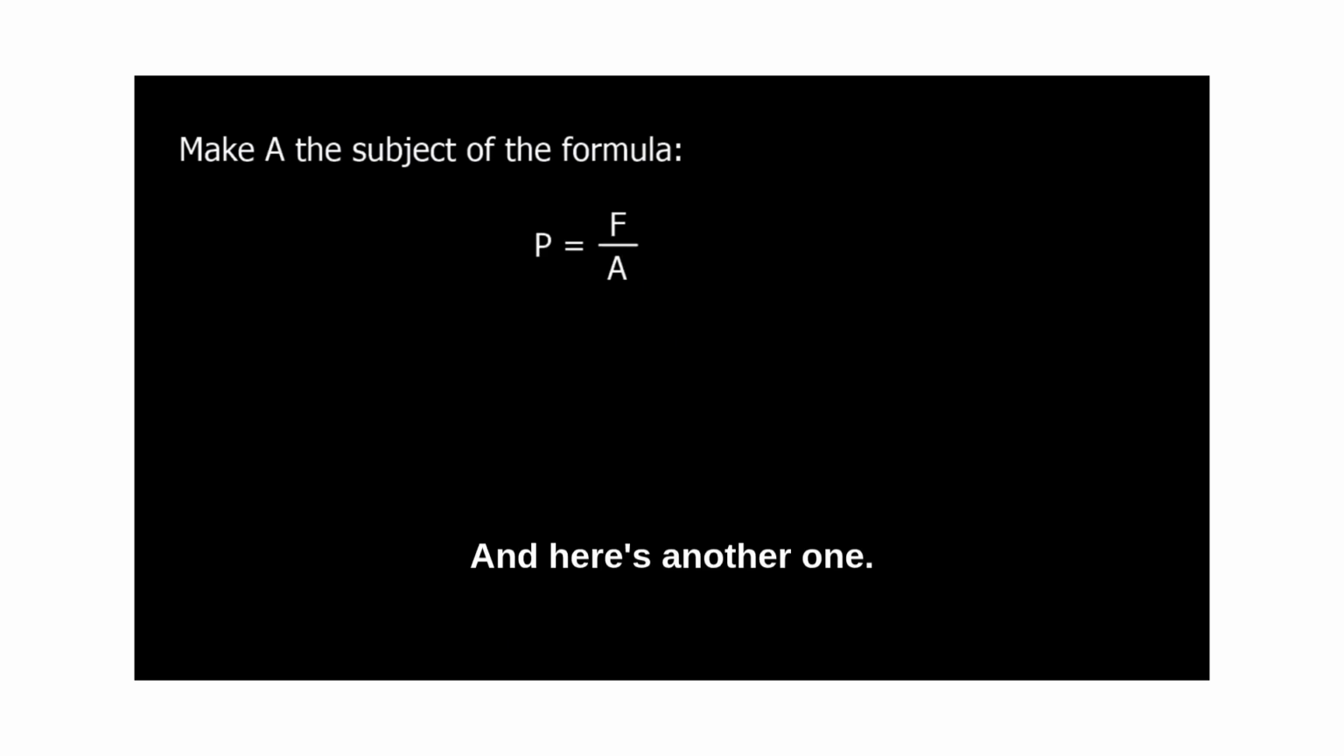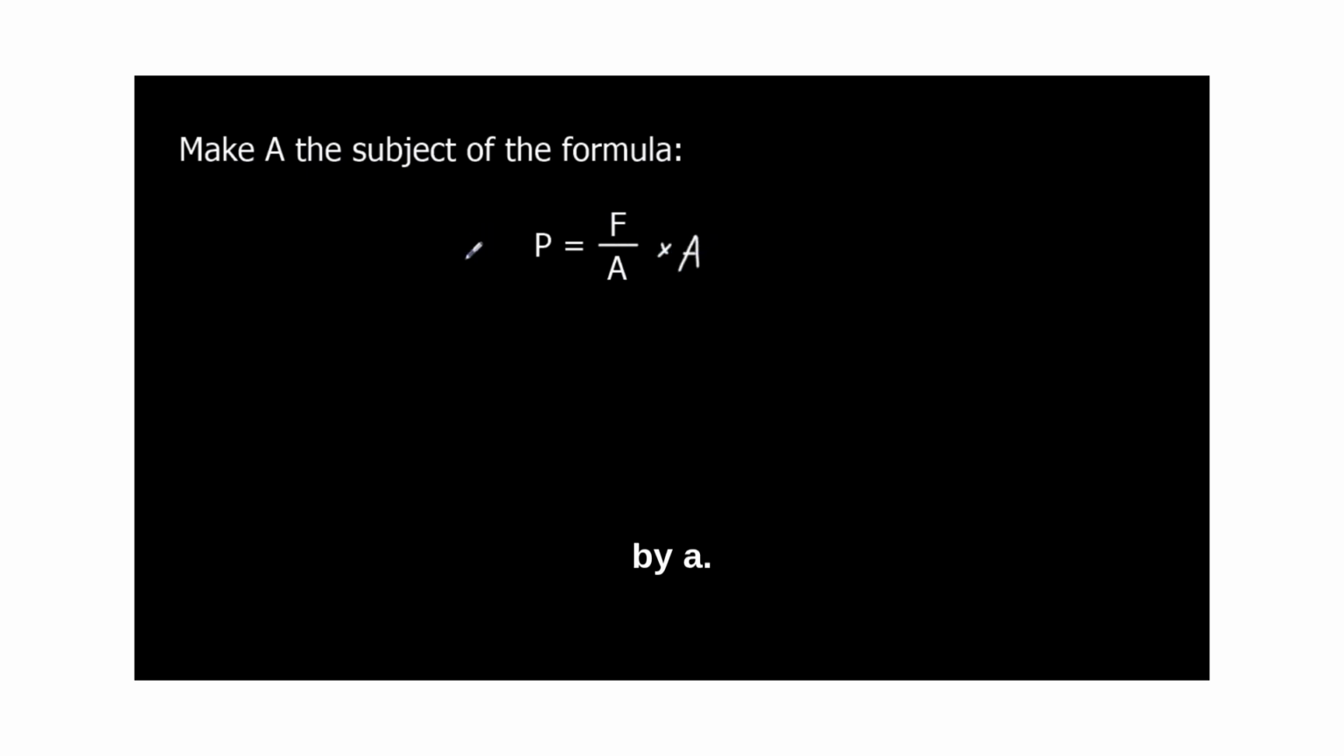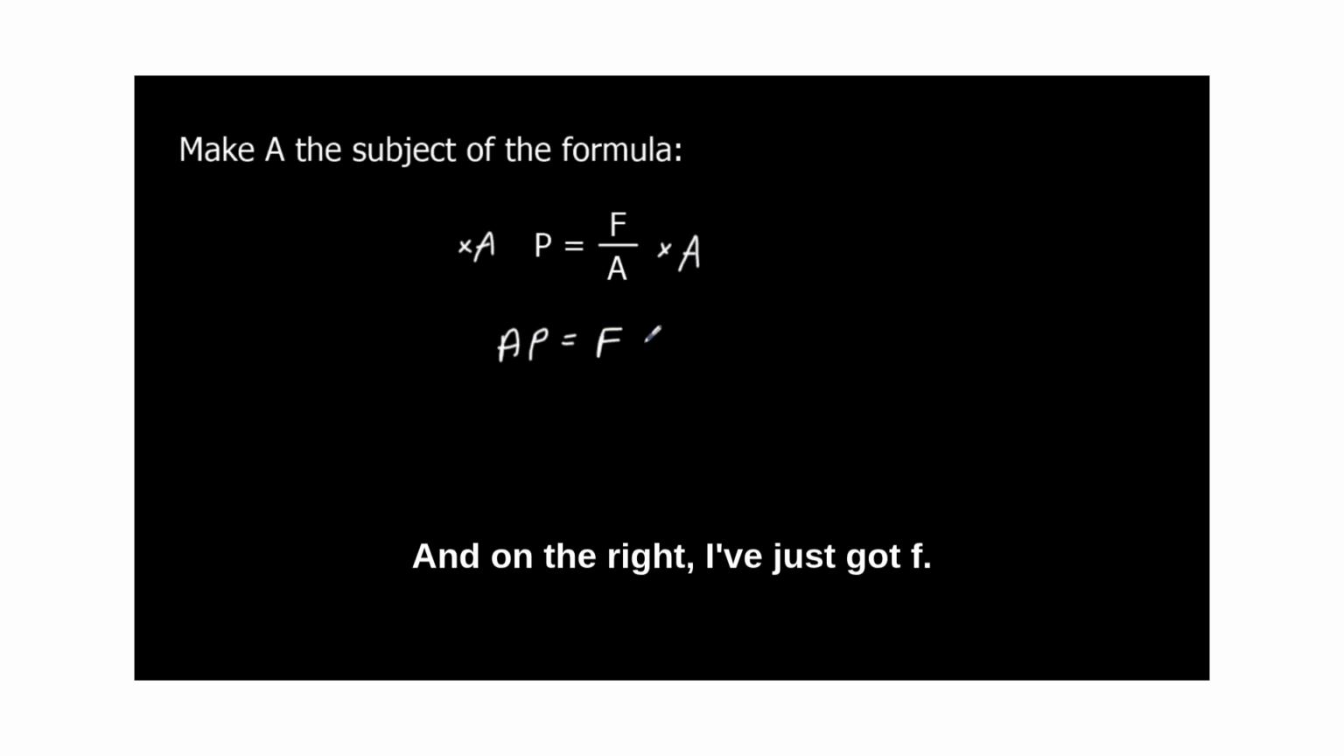And here's another one. Make A the subject of the formula. So I've got P equals F over A. So I want to get A by itself. I don't like it on the bottom. So I'm going to start by multiplying both sides by A. I'm going to get rid of the divide by doing a times. So on the left, I've got P times A, which is AP. And on the right, I've just got F.